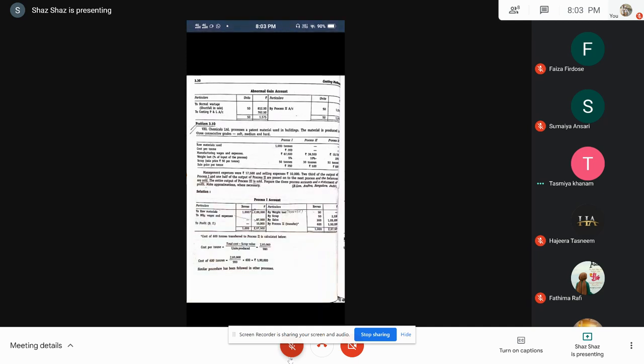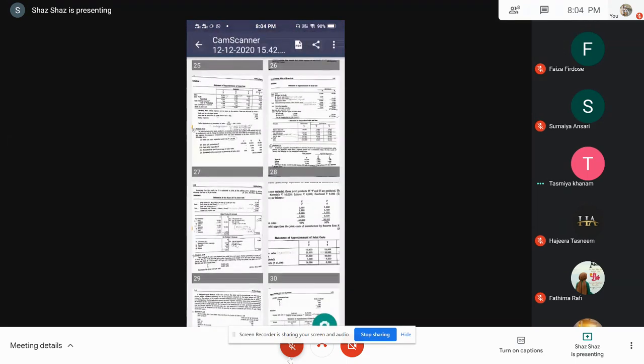Page number 3.30. Will you please hold on for a second? I'll just take a clip of this because the calculation is here. I'll scan it with CamScanner. I have scanned this.